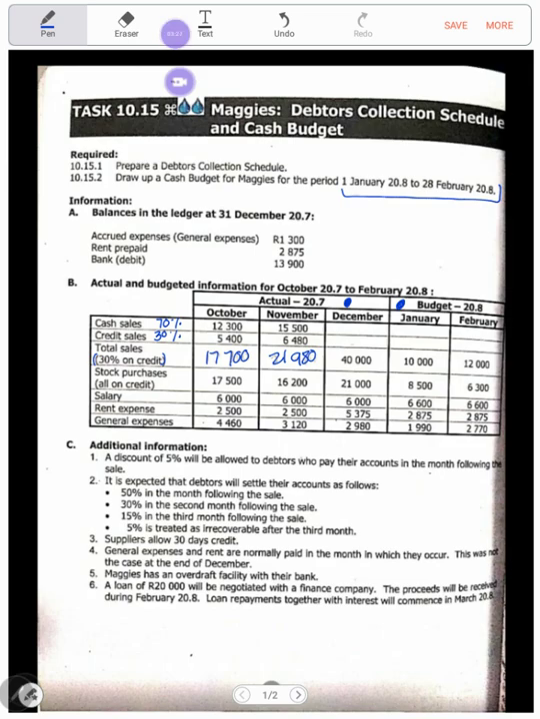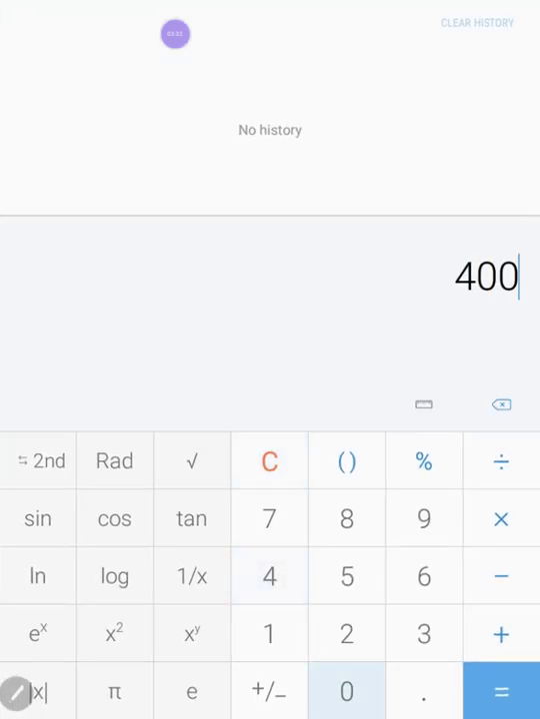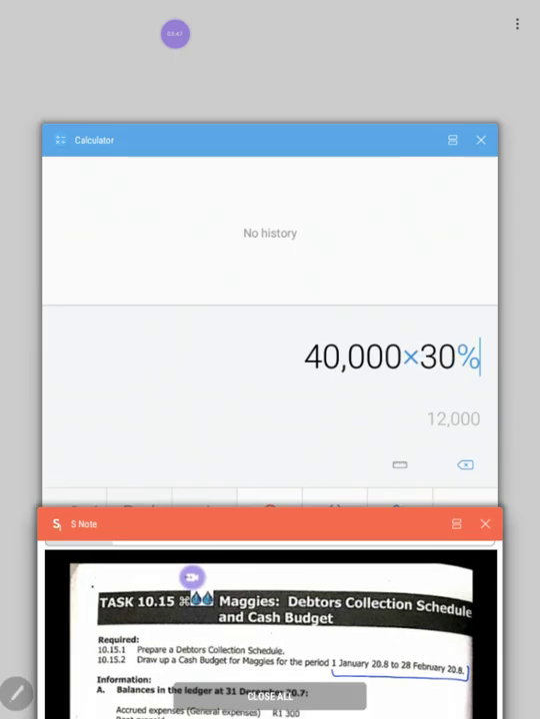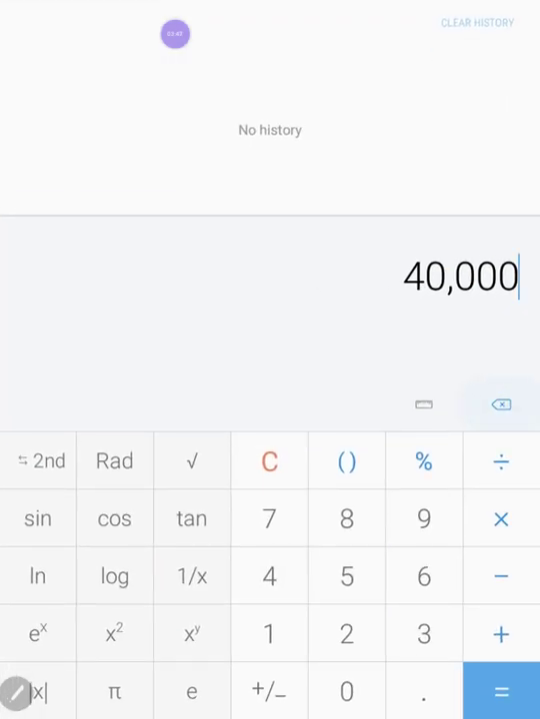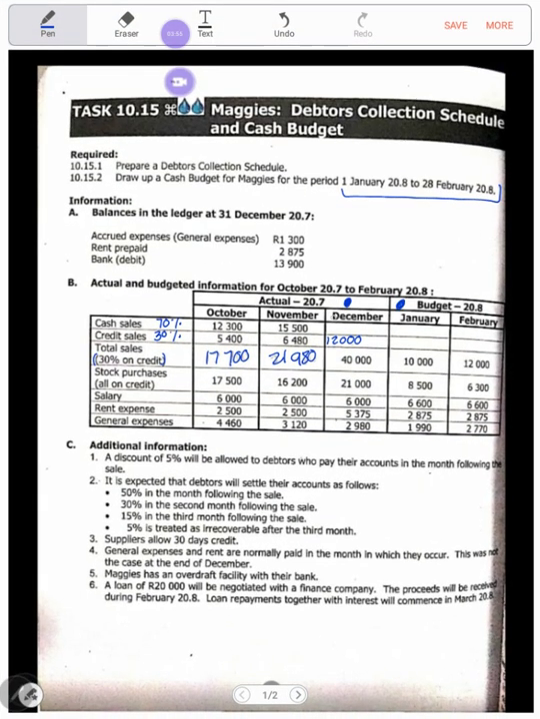All right, so our total sales for December was 40,000, and we need to work out our credit sales. 40,000 times 30% is 12,000. So for December, we sold goods on credit worth 12,000. And obviously our difference will be our cash sales. Minus 12,000, that will be 28,000 in our cash sales, 28,000.